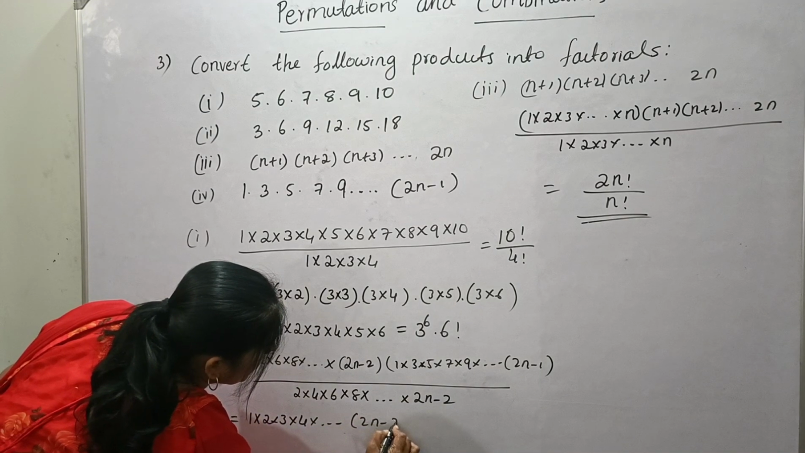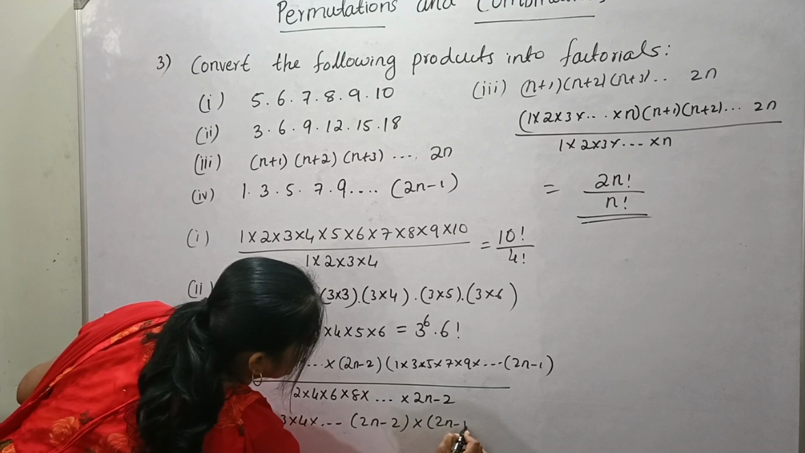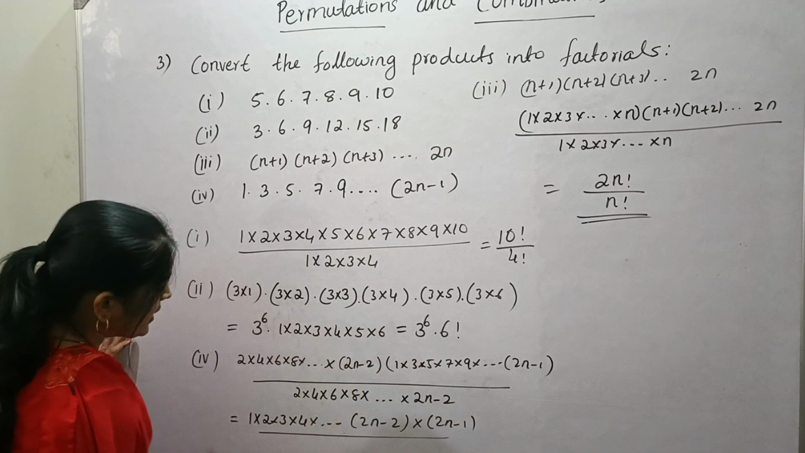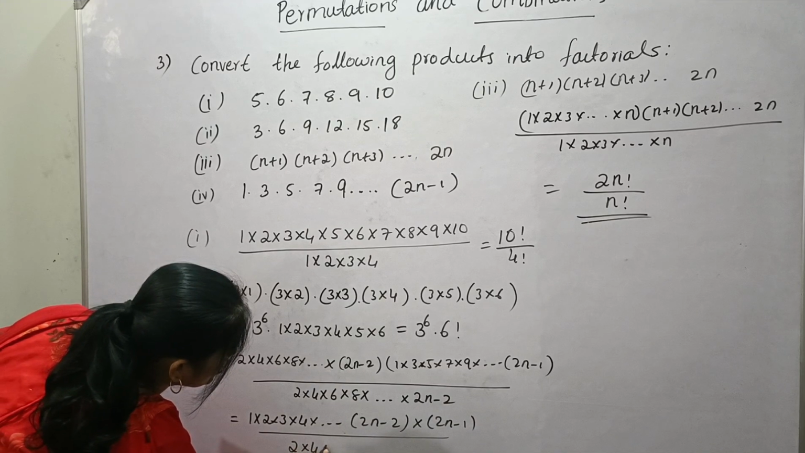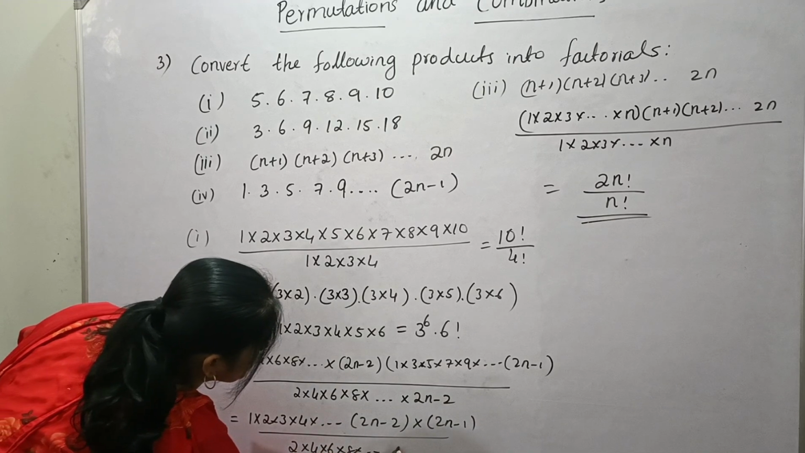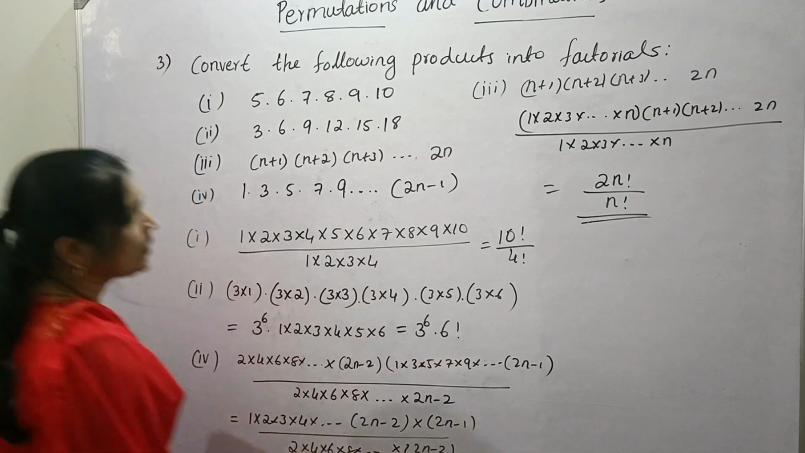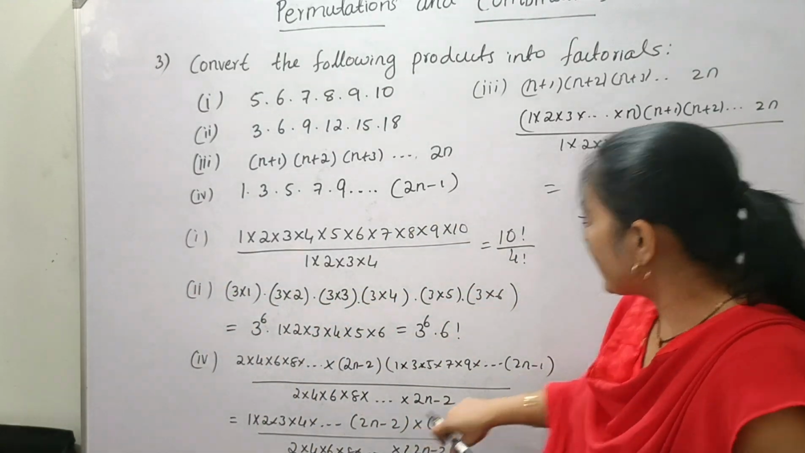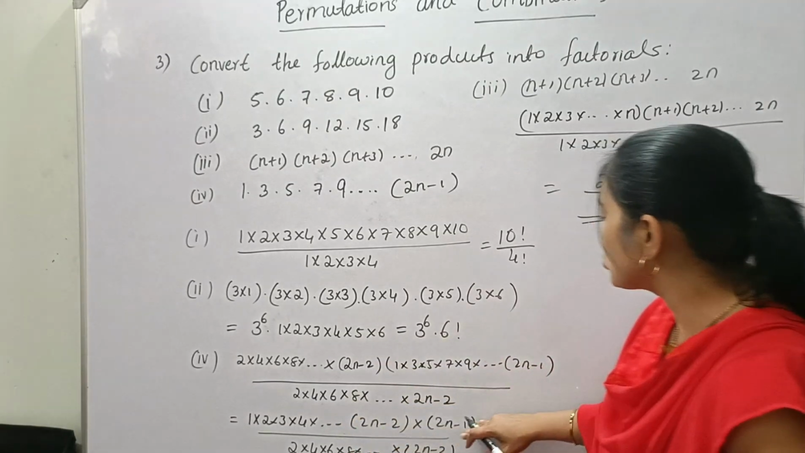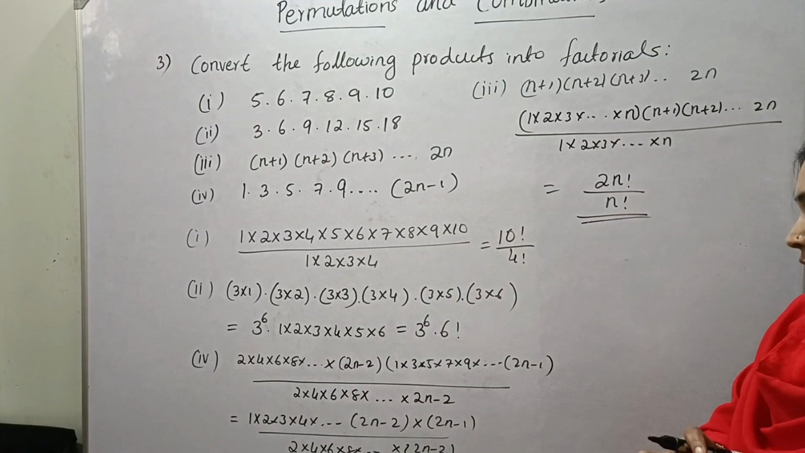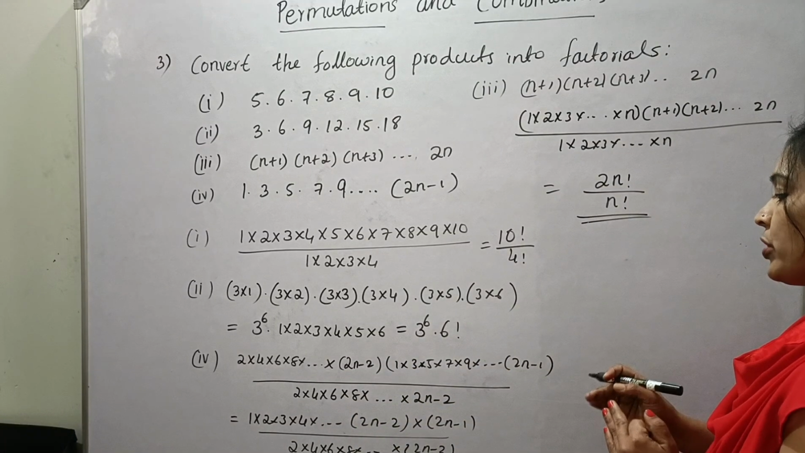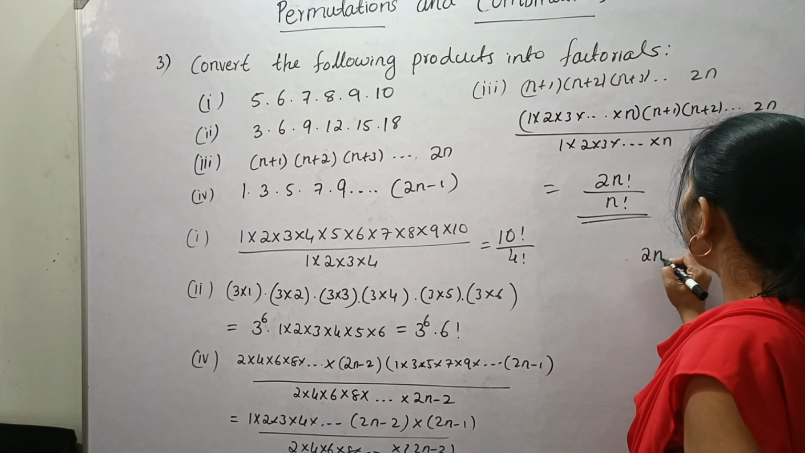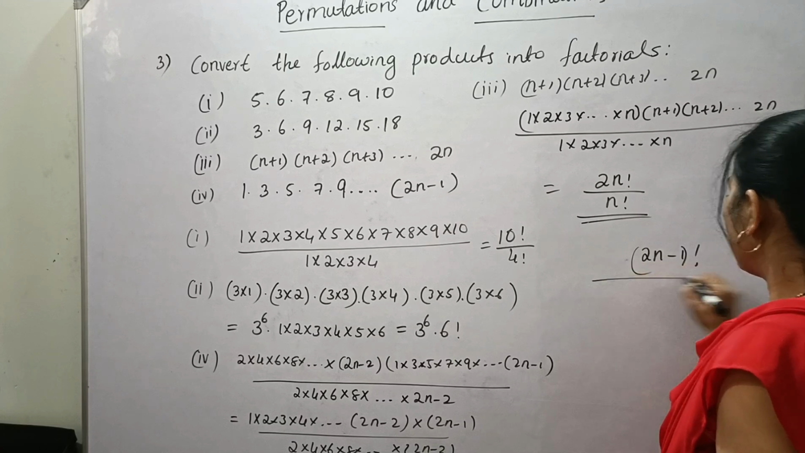Okay, into 2n minus 2 into 2n minus 1. So here, the denominator is 2 into 4 into 6 into 8 into etc. into 2n minus 2. That is, the numerator can be written as the numbers up to 2n minus 1, right? So starting from 1 into 2 into 3 into 4 into etc. up to 2n minus 1. So that is nothing but 2n minus 1 factorial.